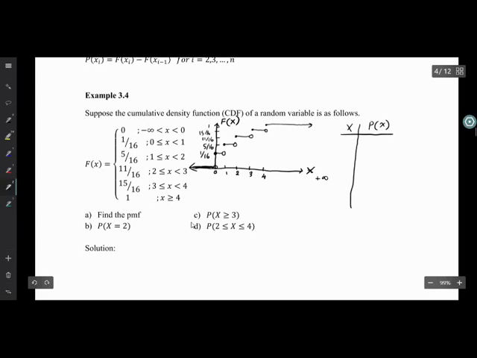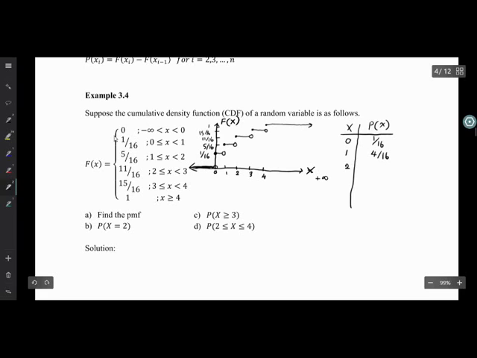What you have to do is subtract the one above it. At x equals 0, P(x) and F(x) are the same, so that will be 1 over 16. And at 1, you have 5 over 16 minus 1 over 16, which is 4 over 16.